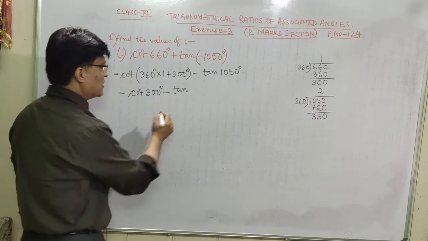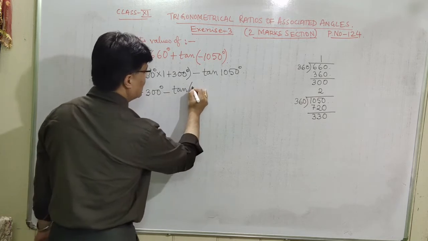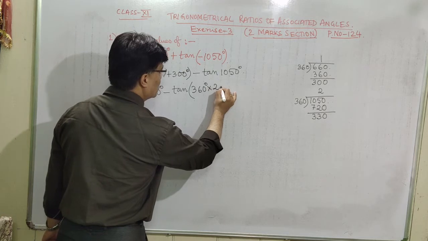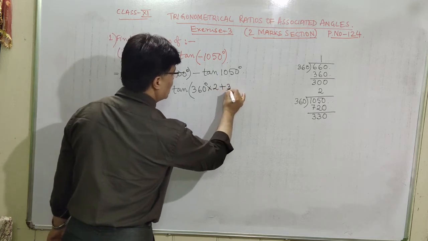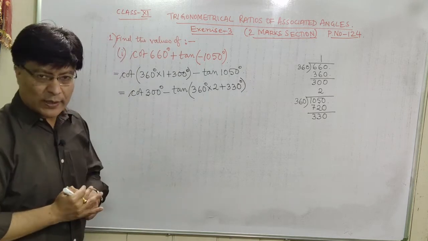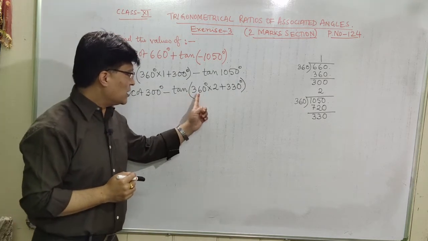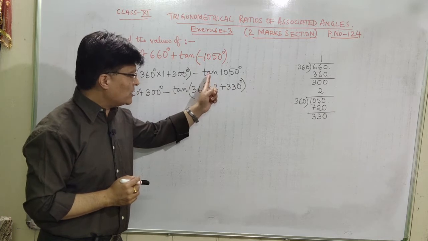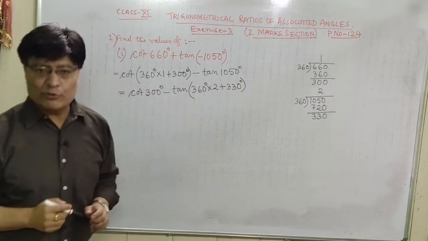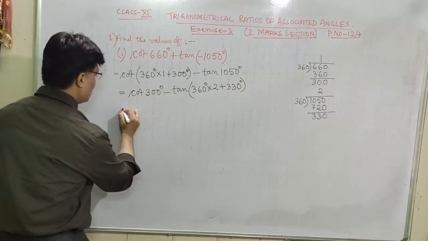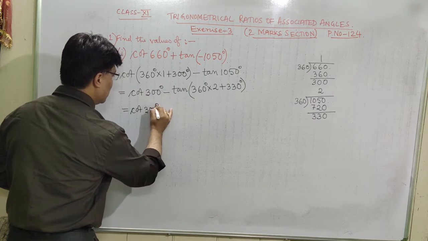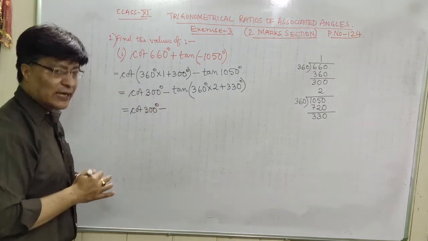So how will you write it? That is, the divisor 360 degree into 2 is the quotient, plus the remainder, which is 330 degree. I think you have understood it. So 360 into 2 is 720, and 720 plus 330 degree will give you 1050 degree. So it is equal to cot 300 degree, and this is the minus sign, let us write the minus sign here.